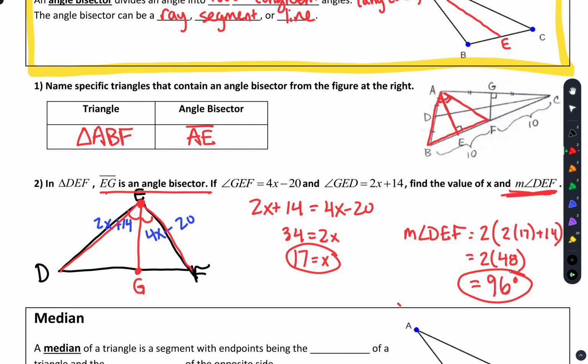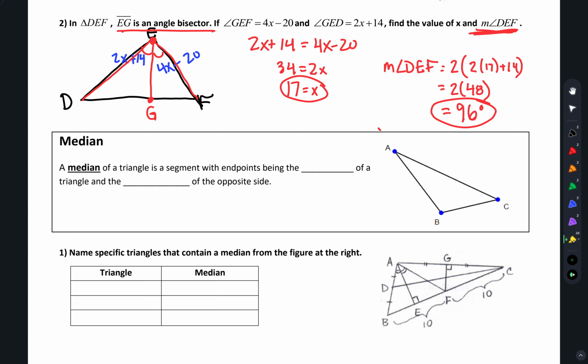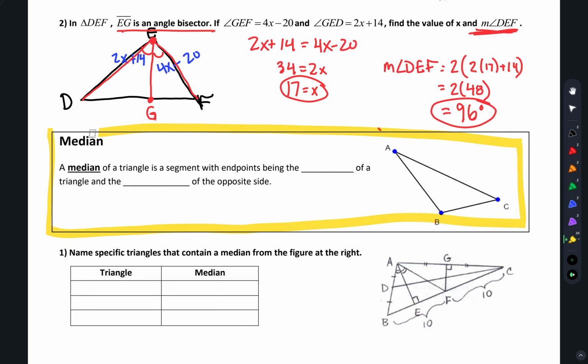Any questions on that? That's our first vocab word, angle bisector. It's the only one that cuts an angle in half. The next vocab word, maybe this one is new for us, is a median. A median of a triangle is a segment with endpoints, again, beginning at the vertex. So it has to begin at one of the corners.